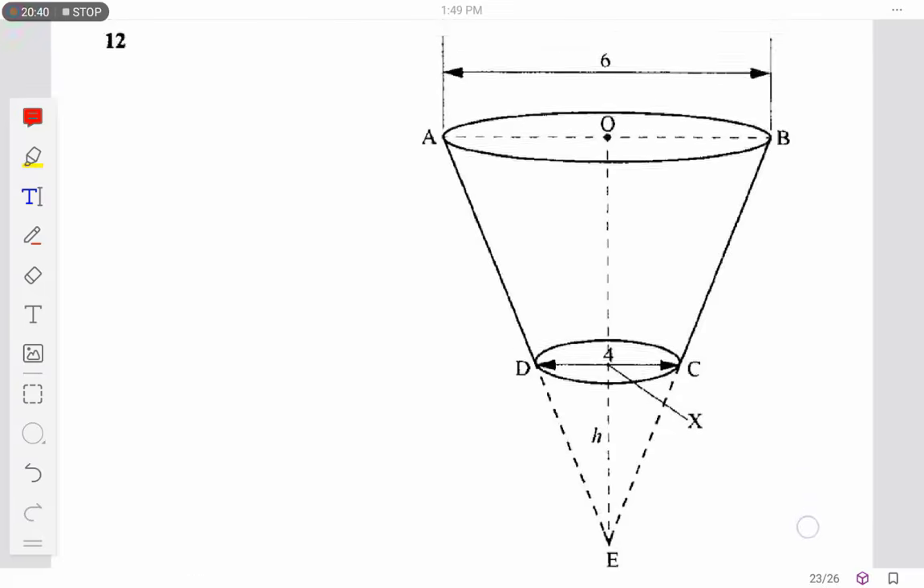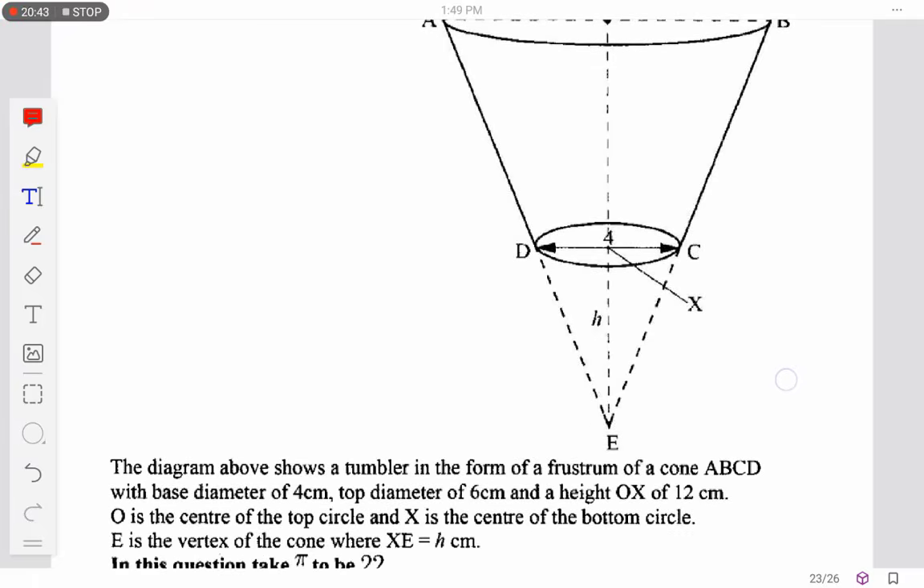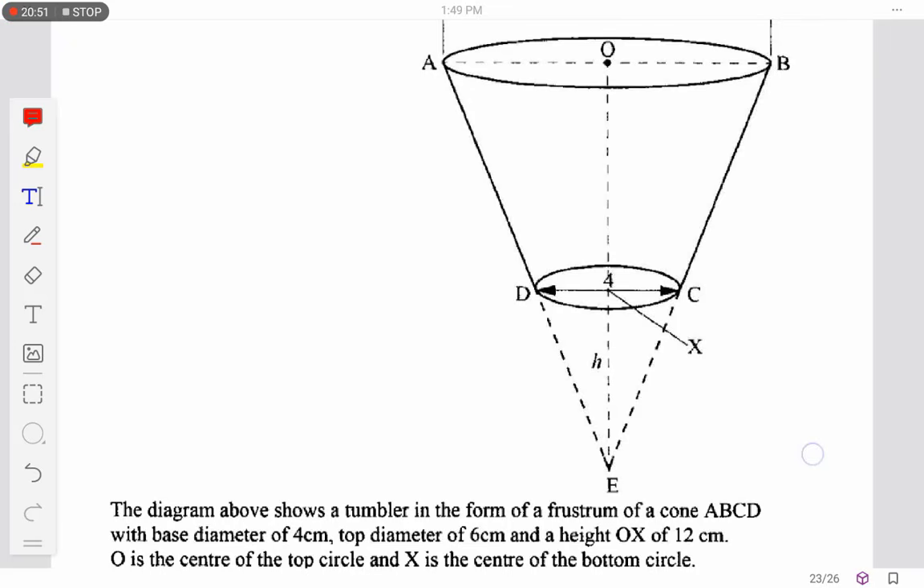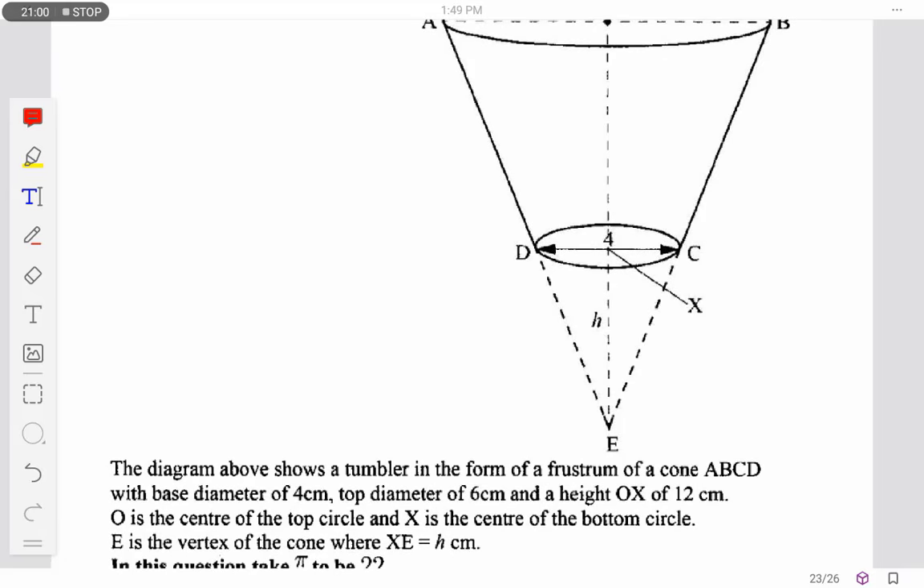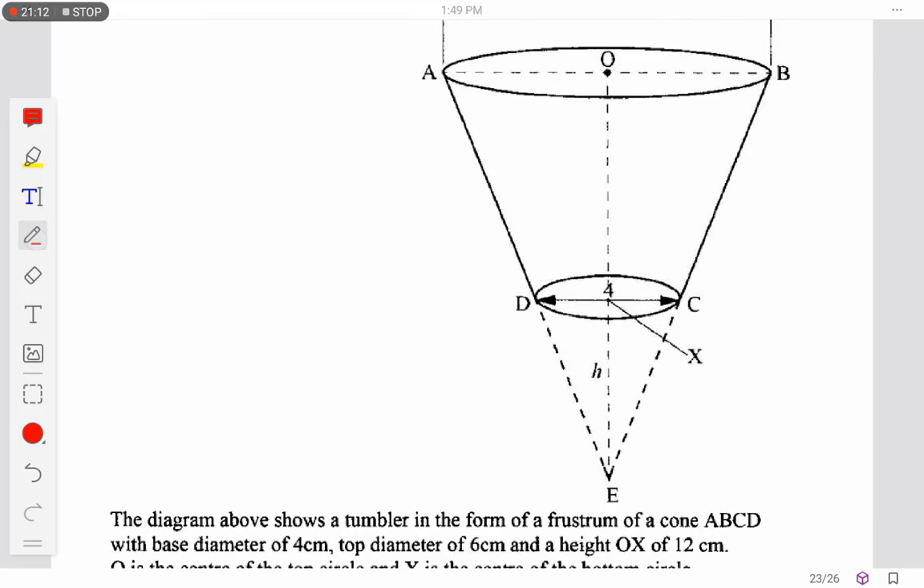Okay, so on this question, we have a cone. It's a frustum. The diagram above shows a tumbler in the form of a frustum of a cone ABCD. That's the frustum there, with a base diameter of 4 centimeters, top diameter of 6 centimeters, and height OX. OX is this one there. So this is 12 centimeters. Let's write it down there.